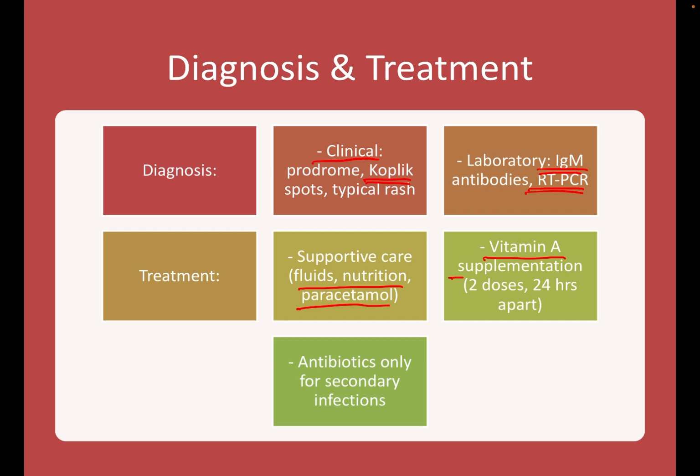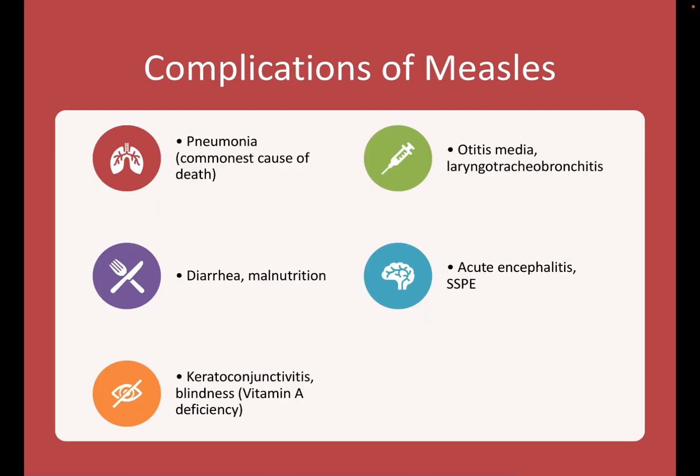Vitamin A supplementation is helpful, and there is a codependence with regard to measles and vitamin A deficiency. Measles causes vitamin A deficiency, and vitamin A deficiency again causes measles. So there is a codependence. Vitamin A supplementation can help in mitigating measles infection, and antibiotics are indicated only for secondary infection.